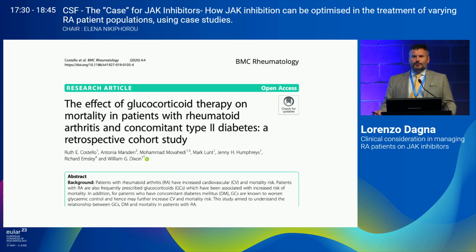Another point that we should keep in mind is that quite often, if we do not get a perfect control of disease activity, we rely on other drugs, such as glucocorticoids, to reduce inflammation and reduce patient symptoms. But again, we should keep in mind that this strategy is associated with a worse prognosis of the patient.